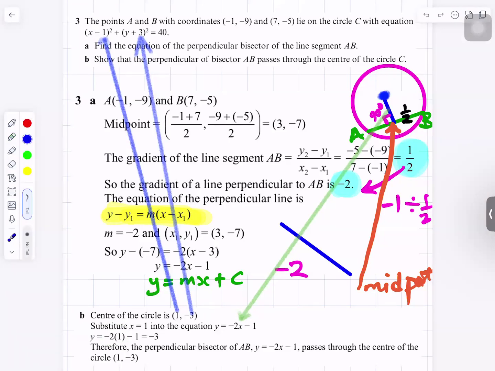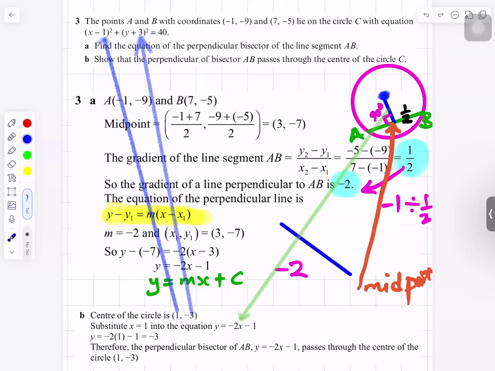So you conclude, therefore, sometimes I put therefore with 3 dots like that if I don't want to write it fully. Therefore, the perpendicular bisector of AB. Perpendicular bisector is the blue line. Perpendicular because it's at 90 degrees. Bisector, it divides it into 2 equal halves. It divides the green into 2 parts. It passes through the center of the circle, because when you substitute 1, you get minus 3. So that line passes through the center of the circle. And that's the conclusion for that one.